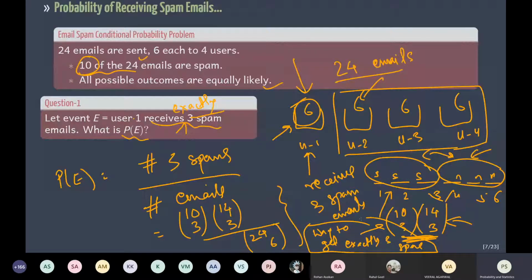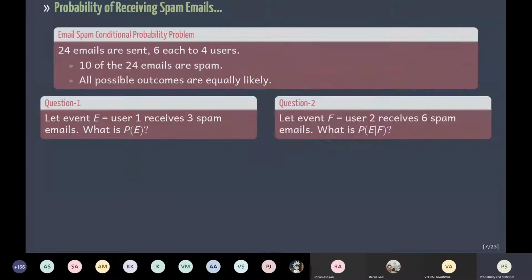So you see, things boil down to counting a lot, and this is what is in my sample space, because these are the 6 emails I should receive. There could be so many ways: 24 choose 6 ways to receive 6 emails.